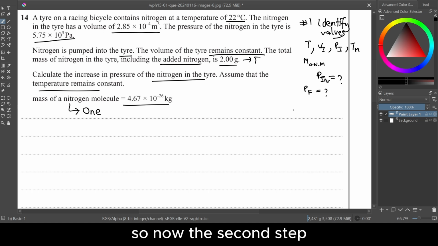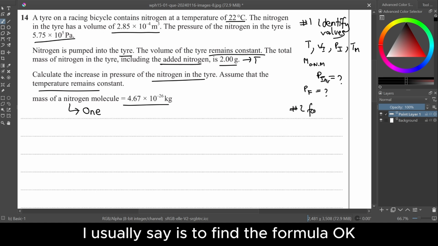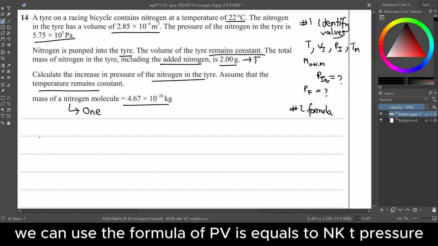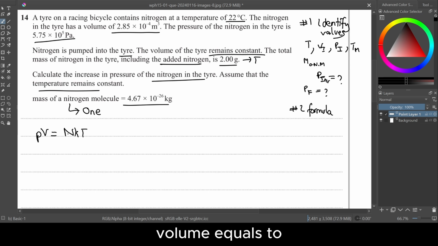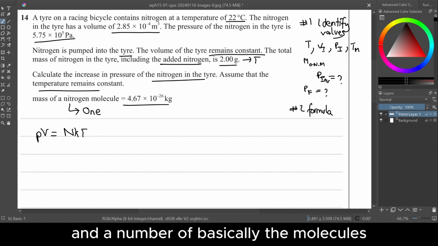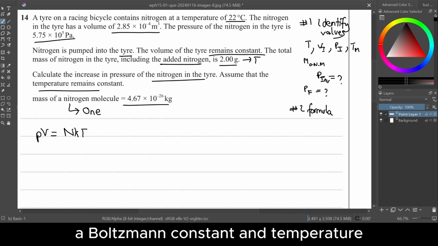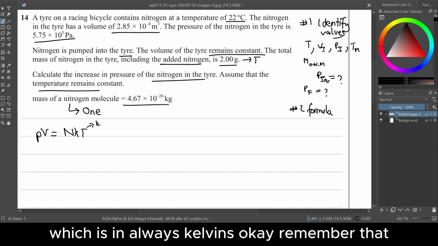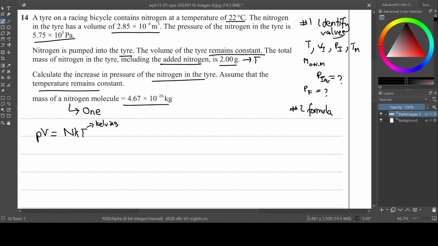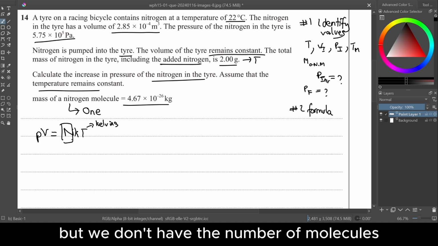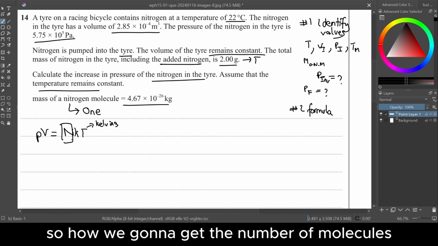So now the second step I usually say is to find the formula. Okay, what formula are we going to use? We can use the formula PV equals NkT. Pressure times volume equals the number of molecules, the Boltzmann constant, and temperature, which is always in kelvins. Okay, remember that. Now, we have everything, but we don't have the number of molecules. So how are we going to get the number of molecules?